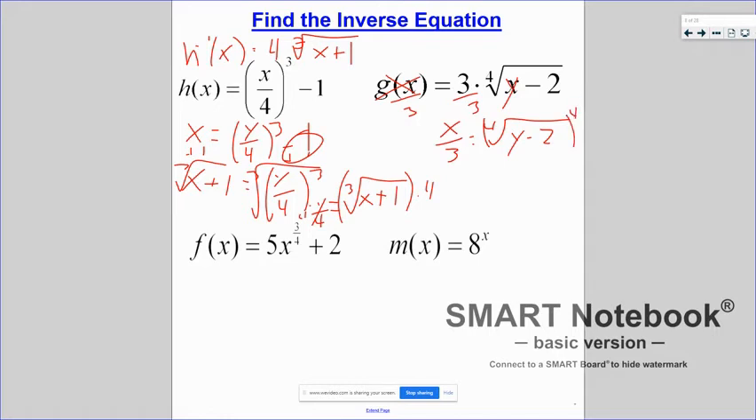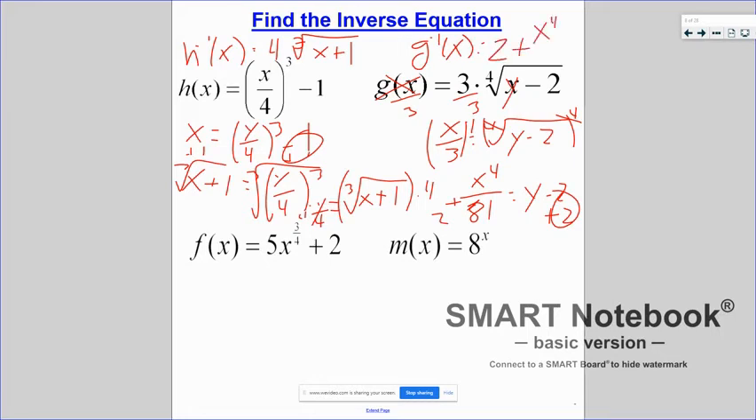Take both sides now to the fourth power. So I get x to the fourth over 3 to the fourth, which would be 81, equals, fourth power and fourth root would simplify out, y minus 2. So I'm going to add 2, and I'm going to add 2. So the inverse of g of x equals 2 plus x to the fourth over 81.